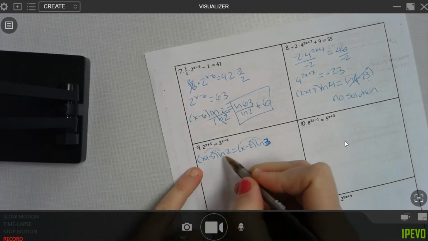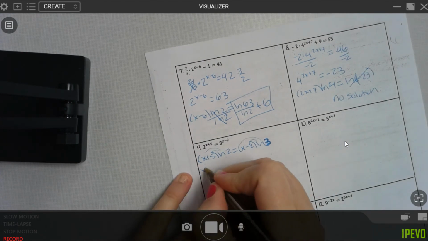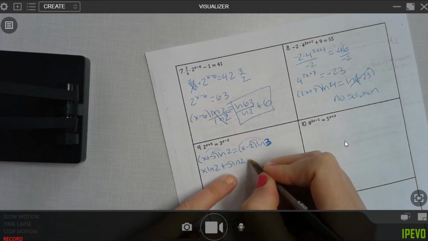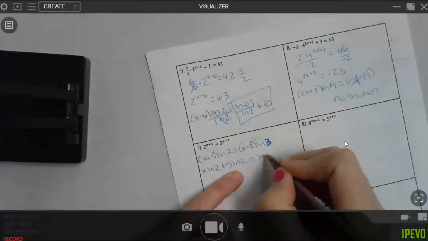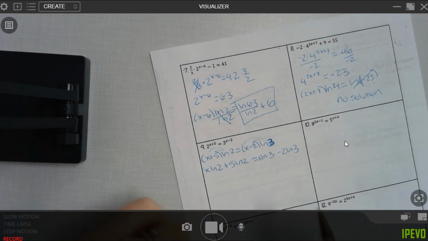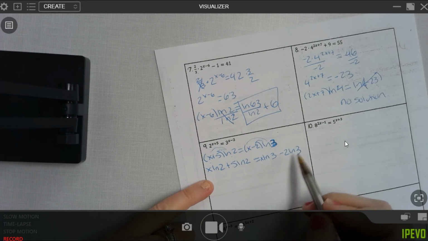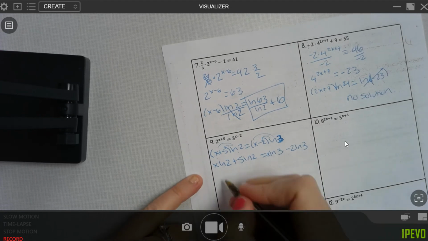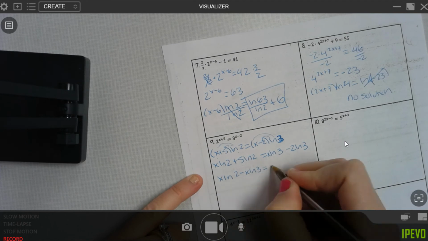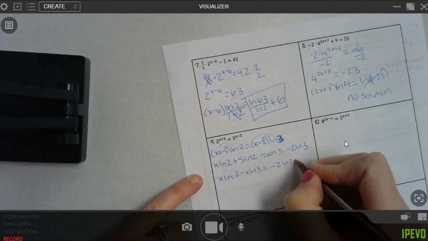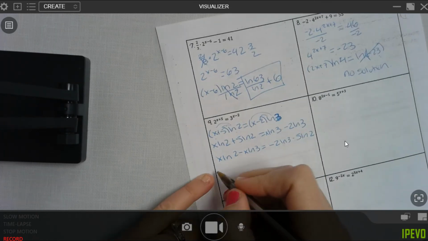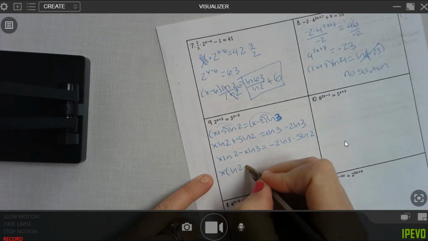So that's going to be x times natural log of 2, and then 5 times it. And then it's going to equal x natural log of 3 minus 2 natural log of 3. So what I'm going to do is get the x's on the same side and the natural logs on the same side over here. So I'm going to subtract over my x natural log of 3, and then subtract over my 5 natural log of 2. Now over here, we can factor out this x. So it becomes x times natural log of 2 minus natural log of 3.